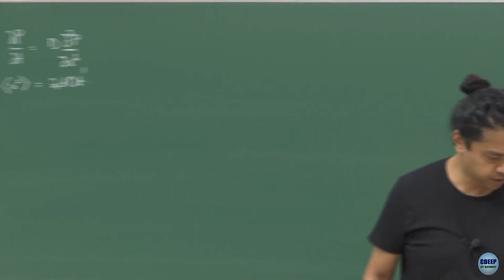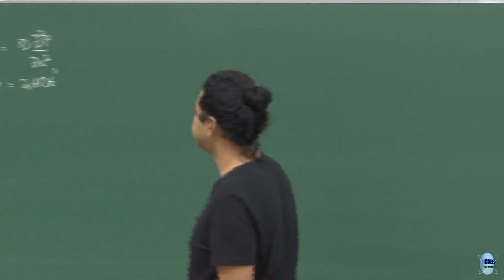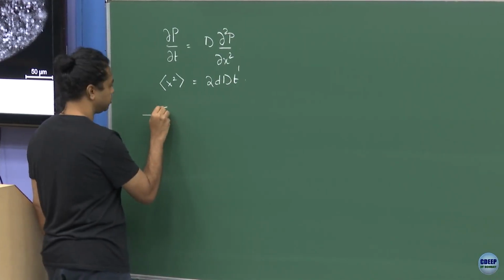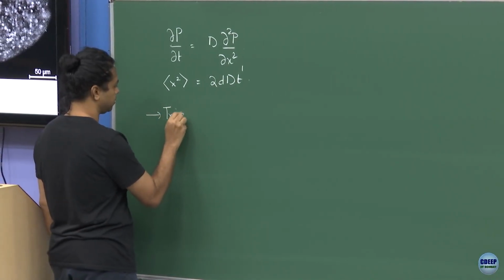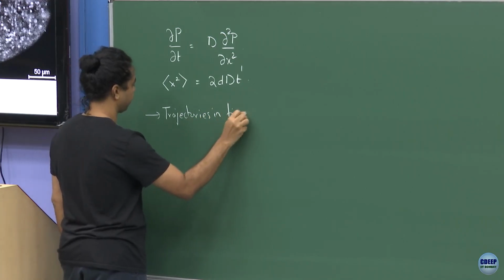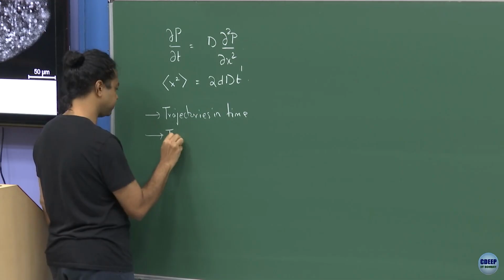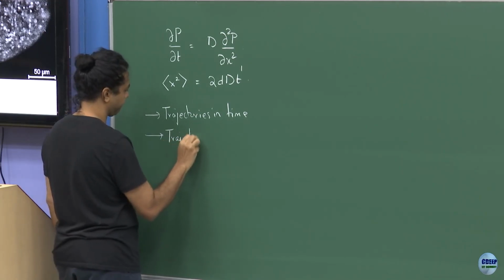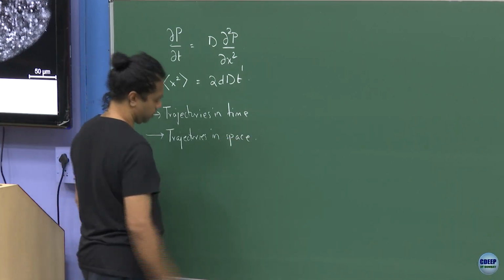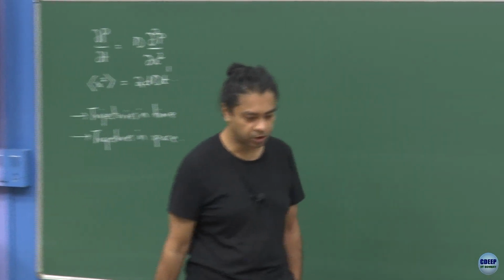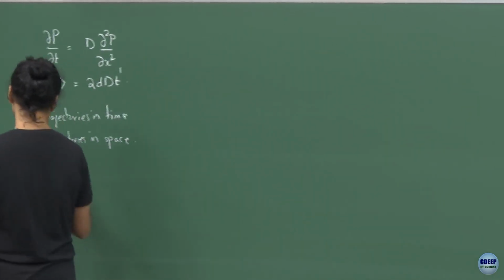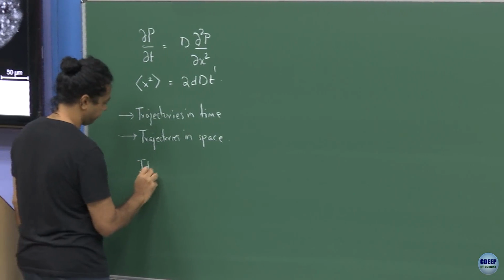Then we did this for polymers. We said that this was true for trajectories in time, as well as for trajectories in space. And therefore, not only is it applicable for normal trajectories, but for polymers. And from there, we did the ideal polymer.